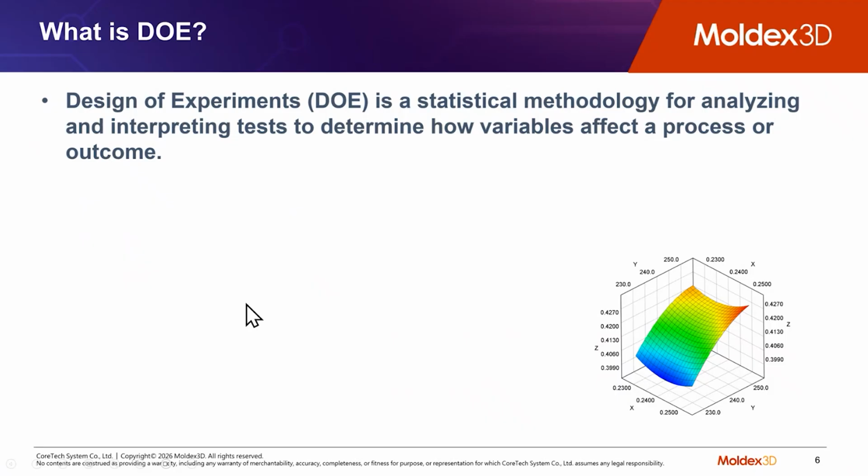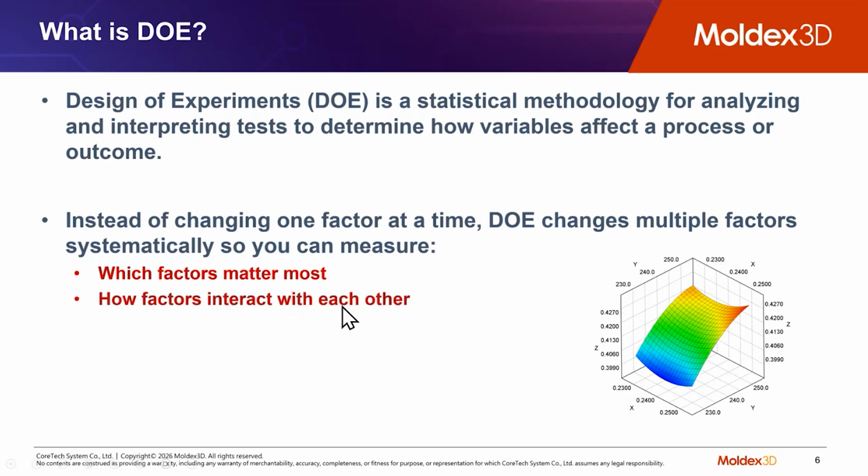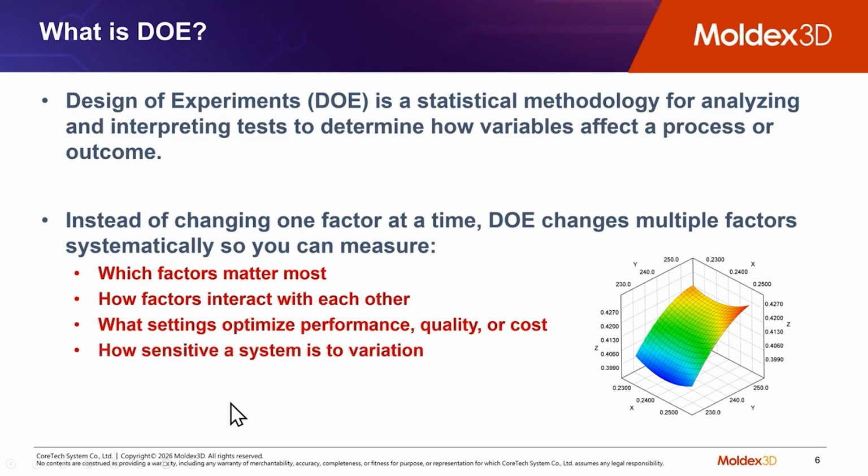All right, so what is DOE? DOE, Design of Experiments, is a methodology for iterating upon variables so that we can understand their sensitivity to the final results and understand where we get the most bang for our buck when we're trying to look at a bunch of different variables at the same time. So instead of just changing one factor, we can evaluate multiple factors systematically. So you can see which factors matter the most, how factors interact with one another, what settings will optimize performance, quality, and cost, and then how sensitive you are to variation.